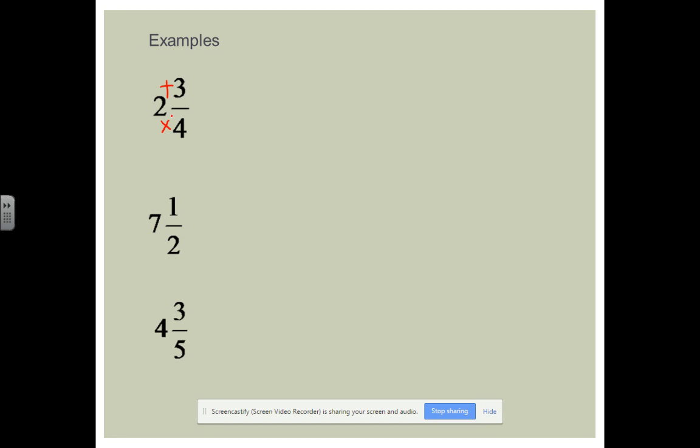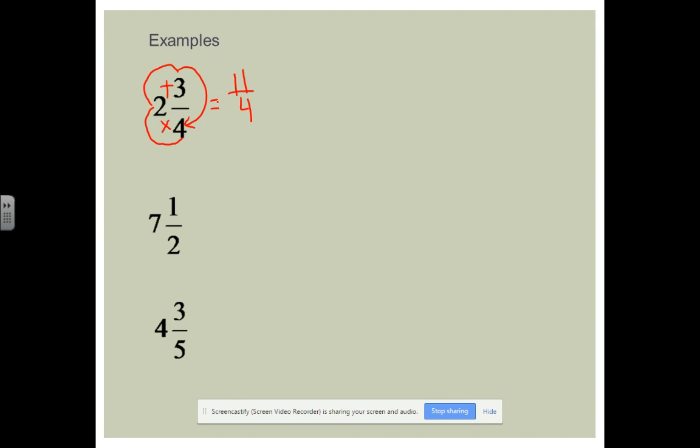Now we're going to take care of our popcorn and we're going to multiply 4 times 2. 4 times 2 gives me 8, plus 3 gives me 11, all over 4. So 2 3/4 mixed number is equal to 11/4 as an improper fraction.